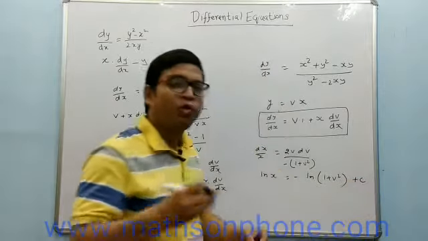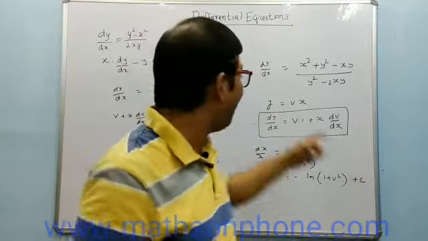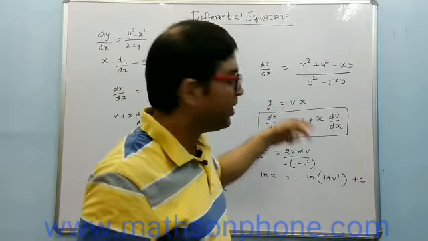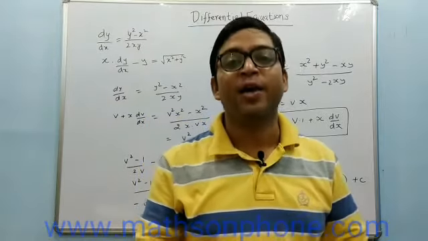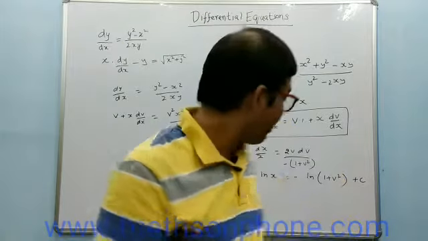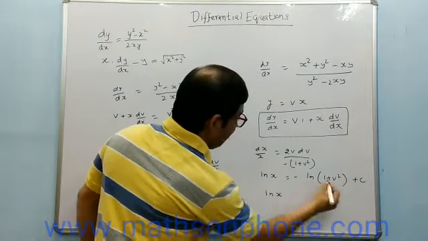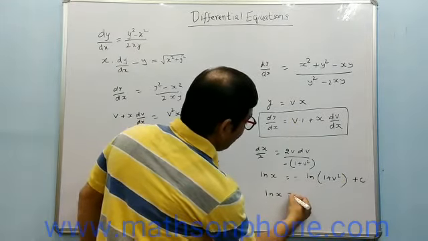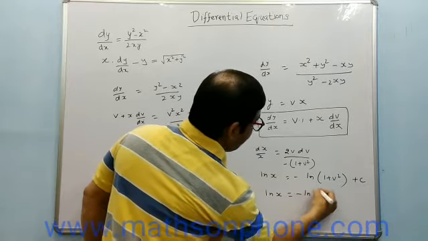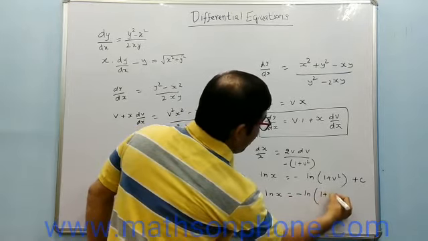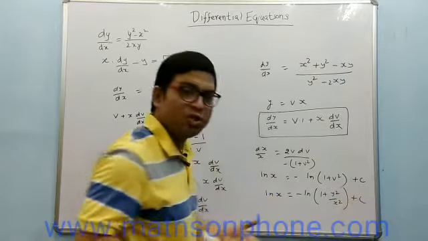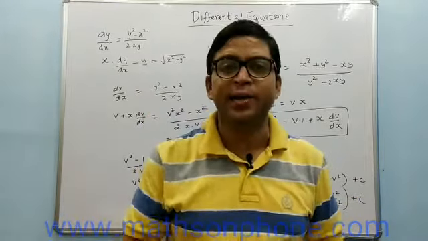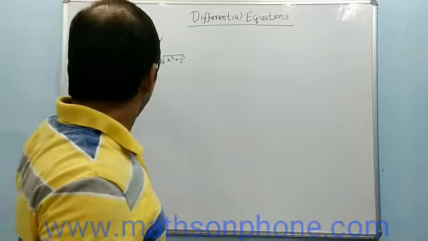Now for v, we have taken y by x. You just replace v by y by x and your solution is in your hand. So it is ln x. If you try to bring this side, not a problem at all. Minus ln of 1 plus y square by x square plus c. So this is the solution. Very easy.